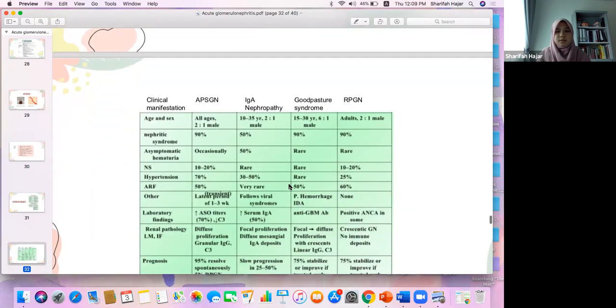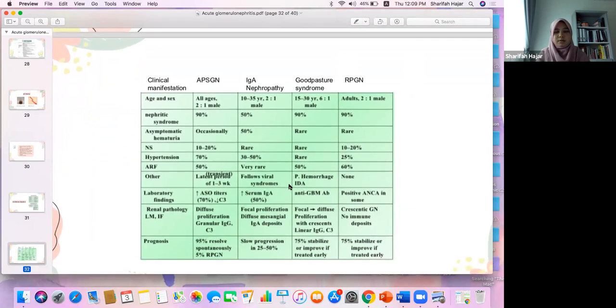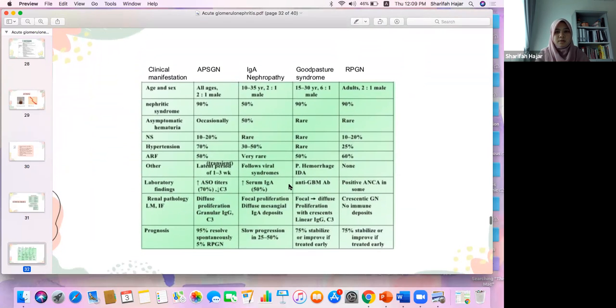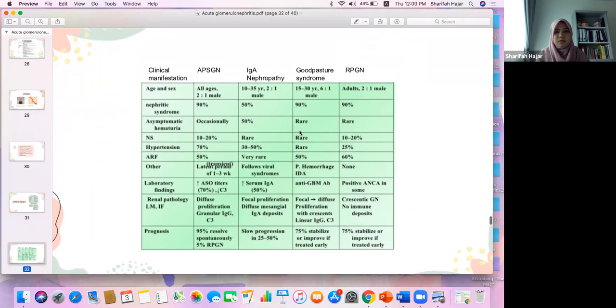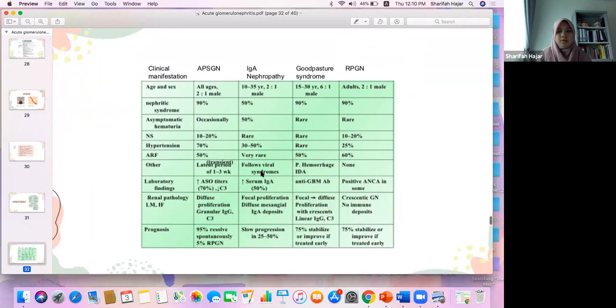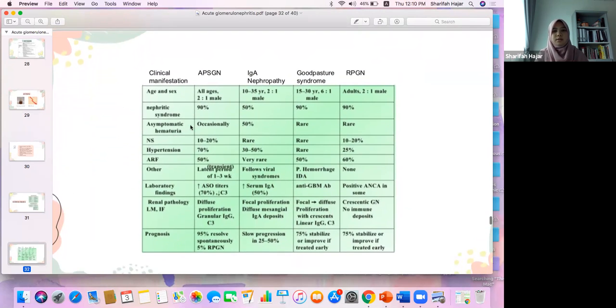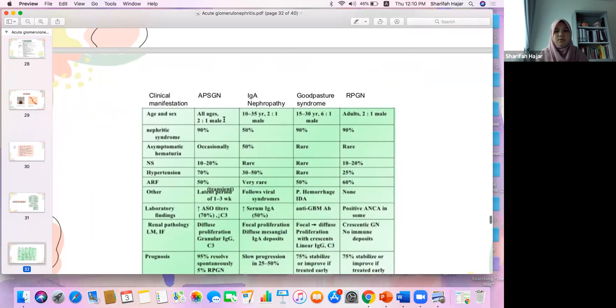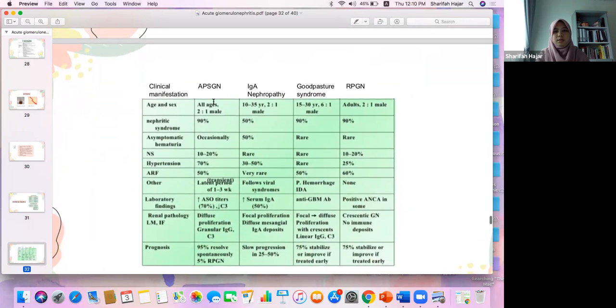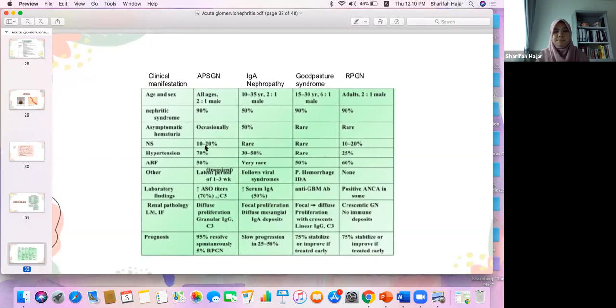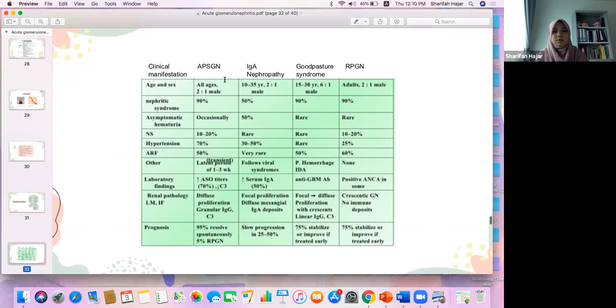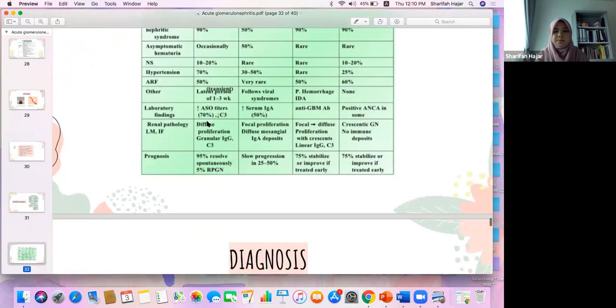Okay, so these are some other renal diseases. I will not read all this. You can look at it after this. This is to differentiate some of the renal diseases. But this is the most common one, acute post-streptococcal glomerulonephritis.